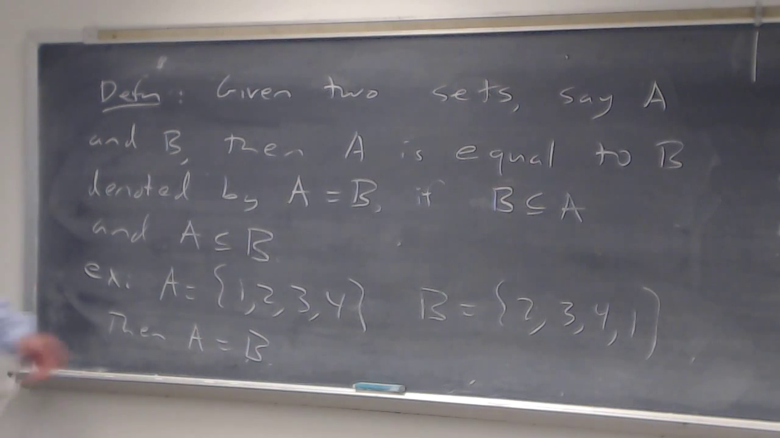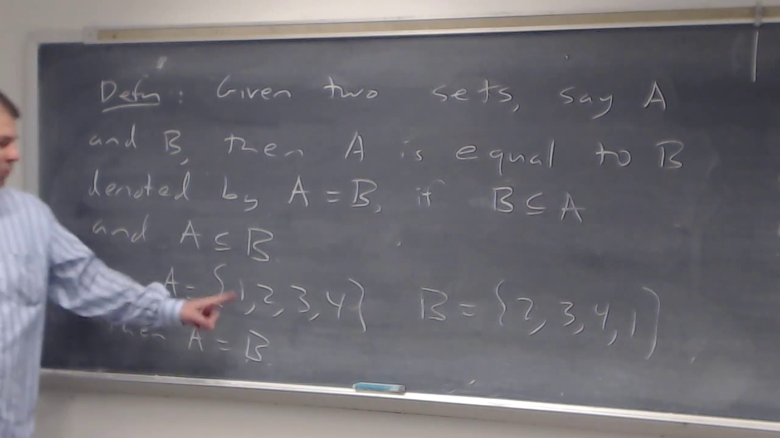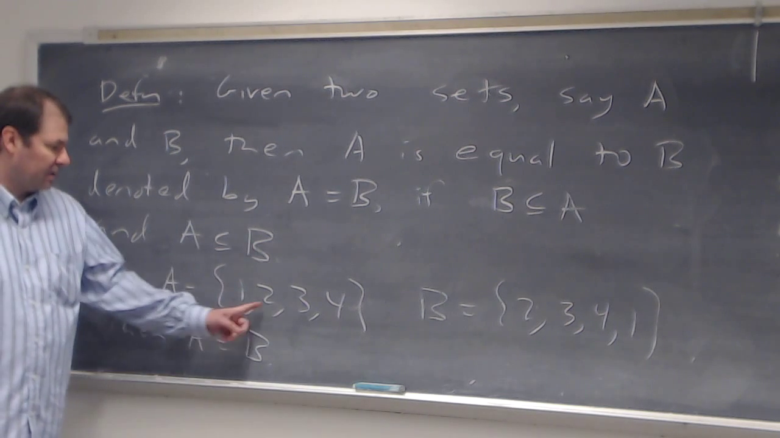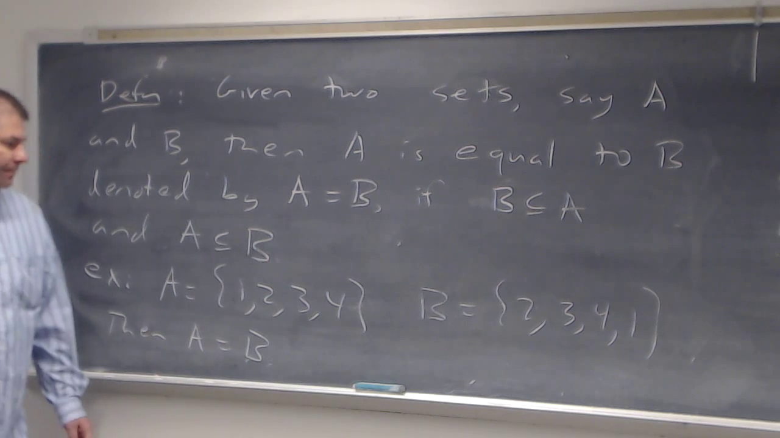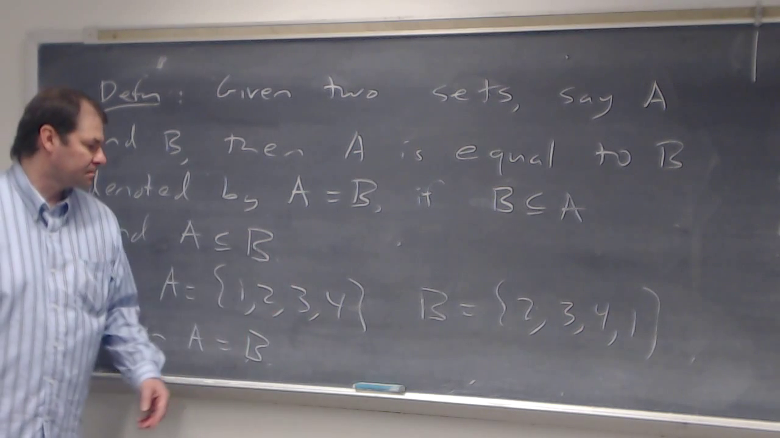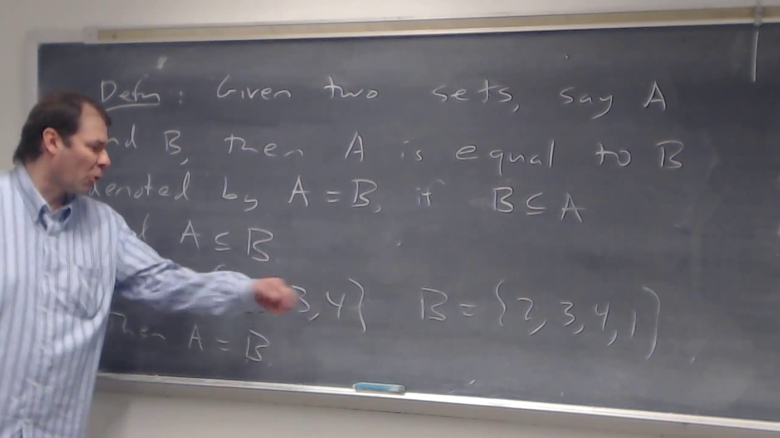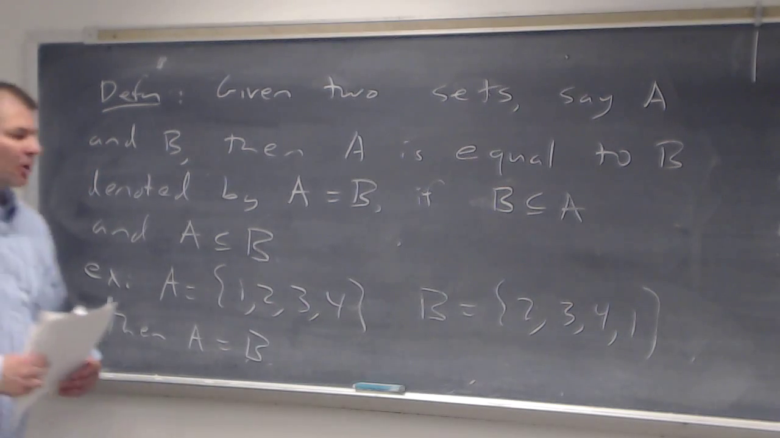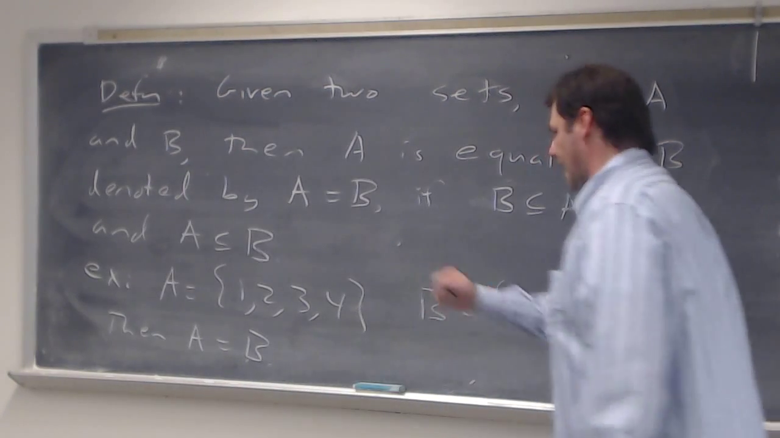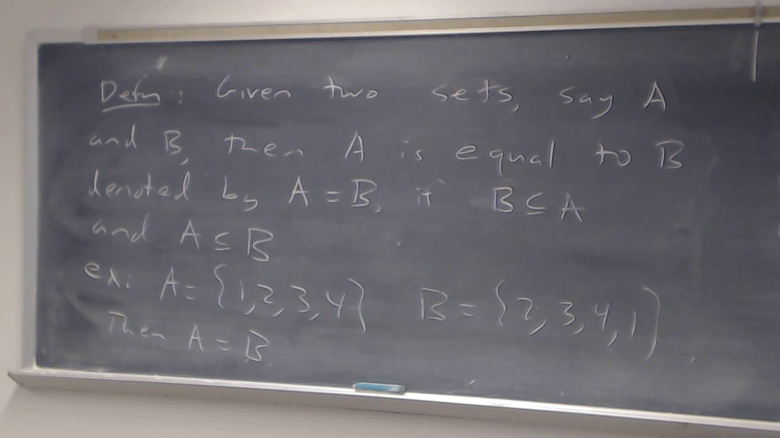The reason is everything in A is in B. 1's in A, 1's also in B. 2's in A, 2's in B. 3 is in A and 3's in B. 4 is in A and 4's in B. And likewise, everything in B is in A. So they contain the exact same objects.